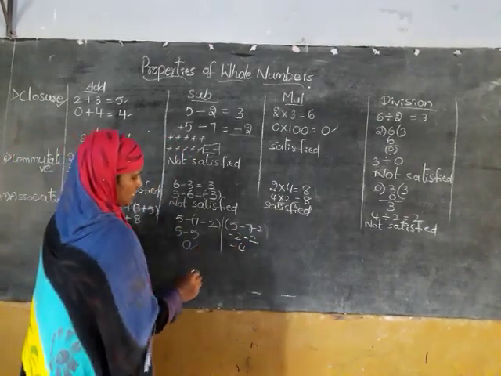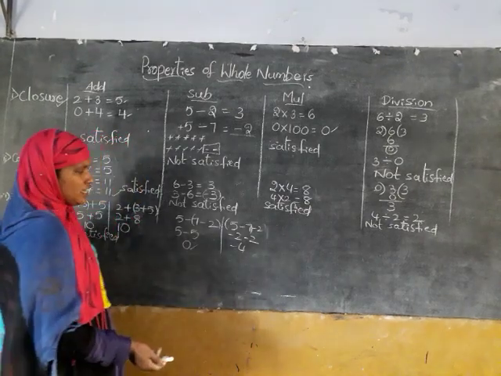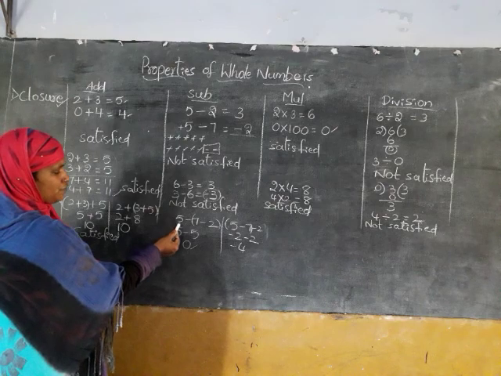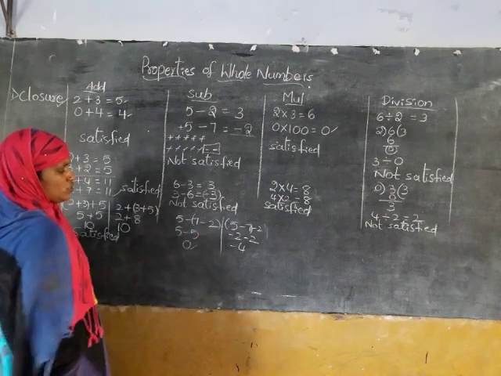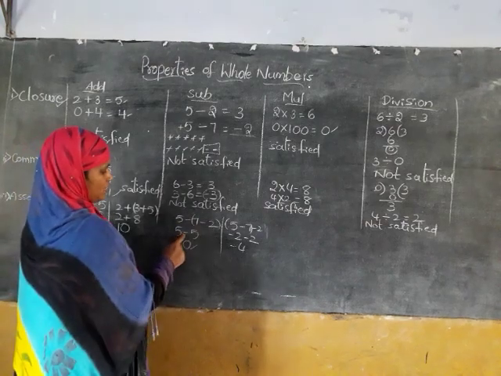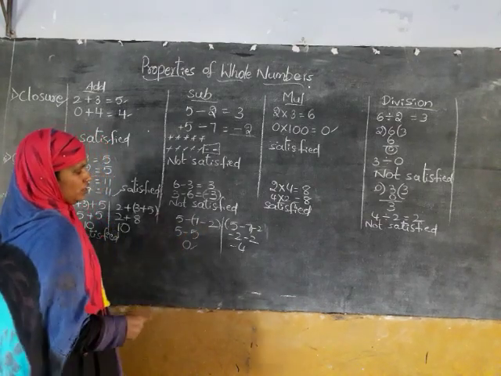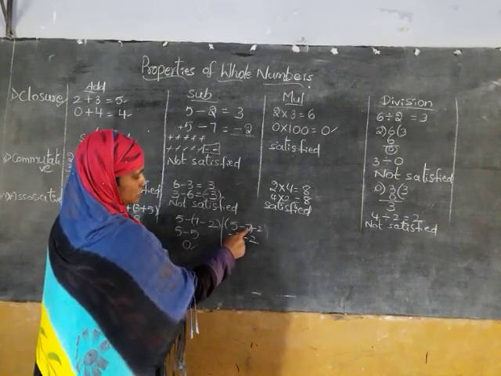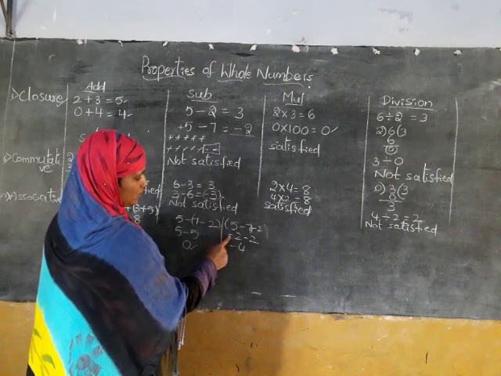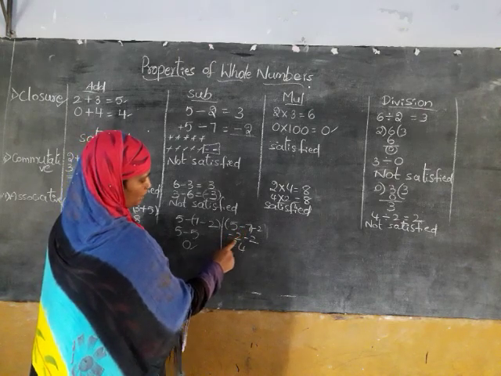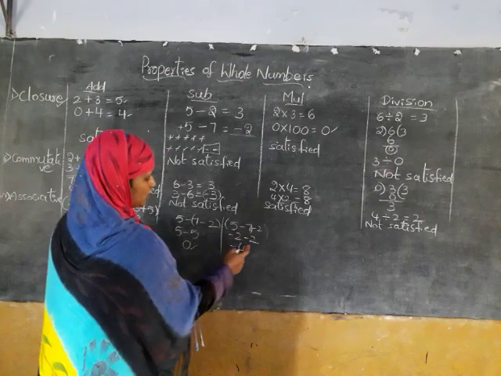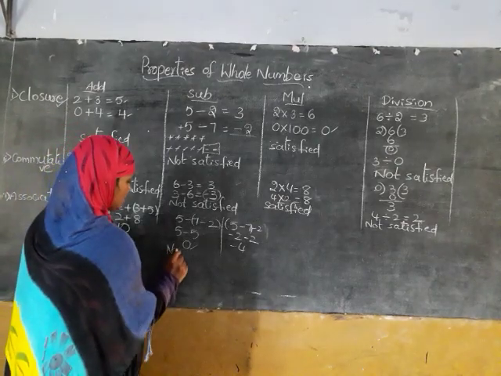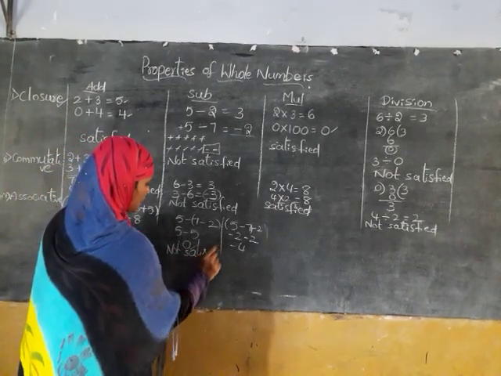Here it is 0 in the set of whole numbers, but minus 4 is not in the set of whole numbers. So this is the example we have taken for associative property, that is 5 minus 7 minus 2. You subtract the numbers which are in the brackets first. 7 minus 2 is 5, 5 minus 5, 0. Whereas 5 minus 7 equal to minus 2, minus 2 is minus 4, which is not in the set of whole numbers. So it is not satisfied.